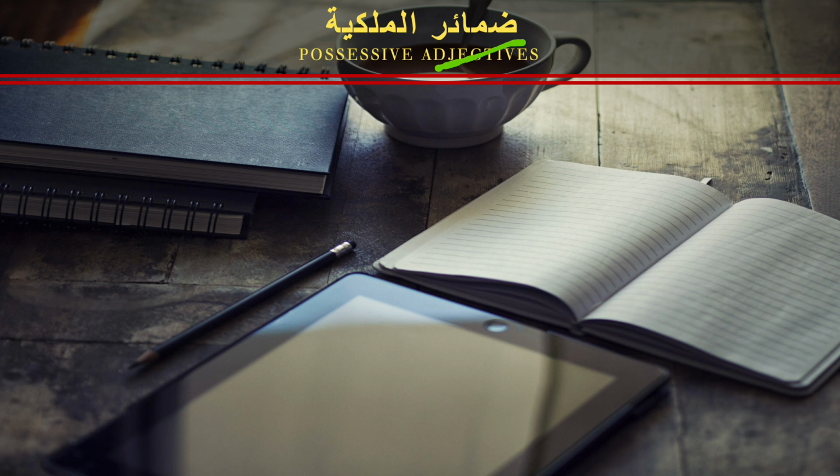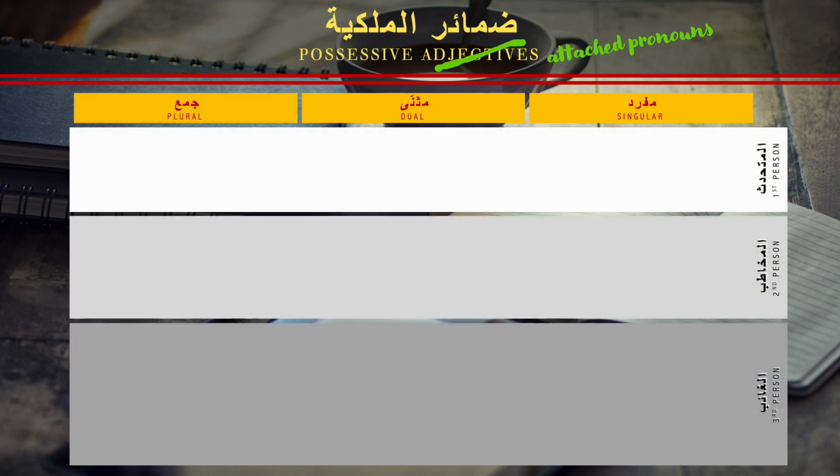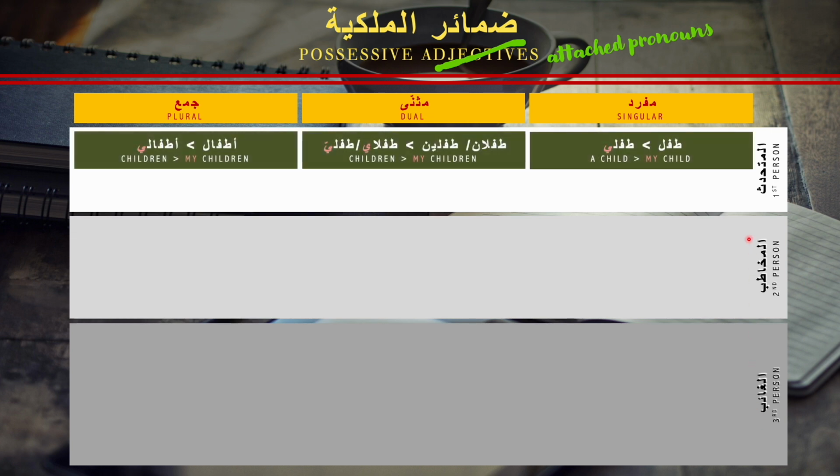Okay, in Arabic, the possessive adjectives are not adjectives. They are possessive attached pronouns. They are suffixes added to the end of the nouns, each for the status and the degree of the person in possession, if it's singular, dual, or plural, first, second, or third person. In this lesson, I put several examples to practice conjugating these possessive attached pronouns. So let's go for the first example, which is a child.